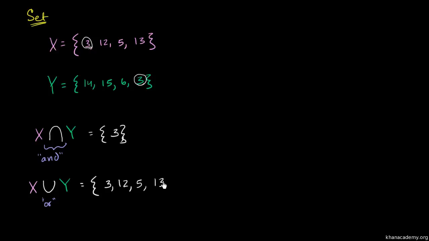So we haven't put a 14 yet, so let's put a 14. We haven't put a 15 yet. We haven't put the 6 yet. And we already have a 3 in our set. So there you go. You have the union of X and Y.